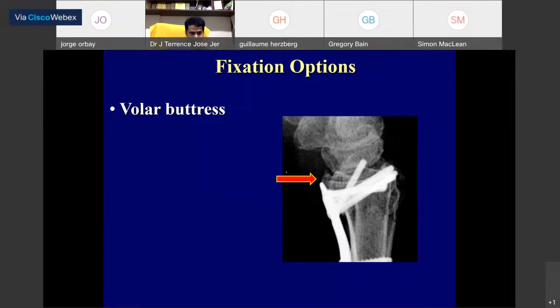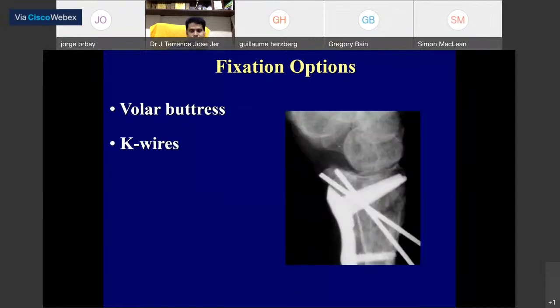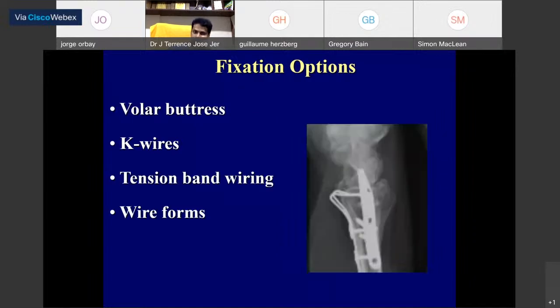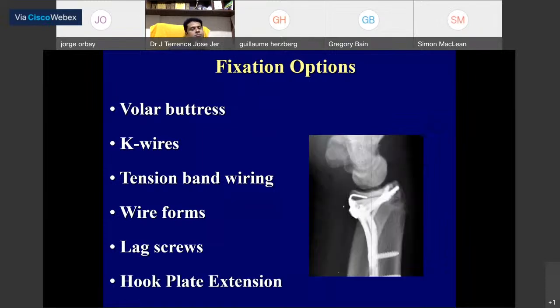Fixation options for acute fractures are buttressing. Some plates are designed as pure buttress plates. They must be removed because the flexor tendons come in contact with that plate. We can use K-wires. I used to use K-wires and leave them long on the dorsal side so I could remove them later. Tension band, wire forms, fragment specific. Lag screws that abut against a volar plate are also a useful method of fixation. And now we have the hook plates.